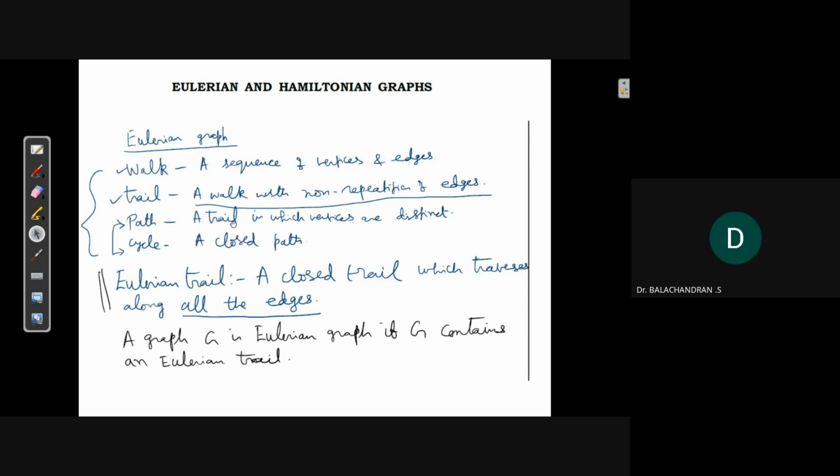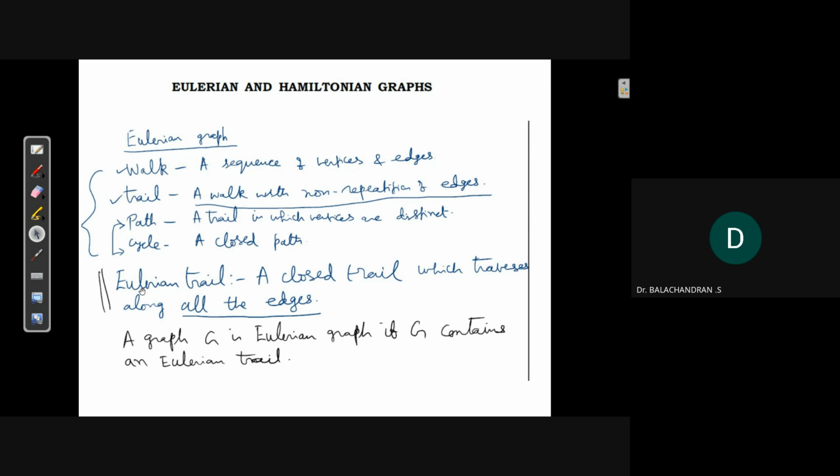A path is a trail in which vertices are distinct. So in a path, both vertices and edges are distinct. A cycle is a closed path. These four definitions we already discussed in an earlier lecture.